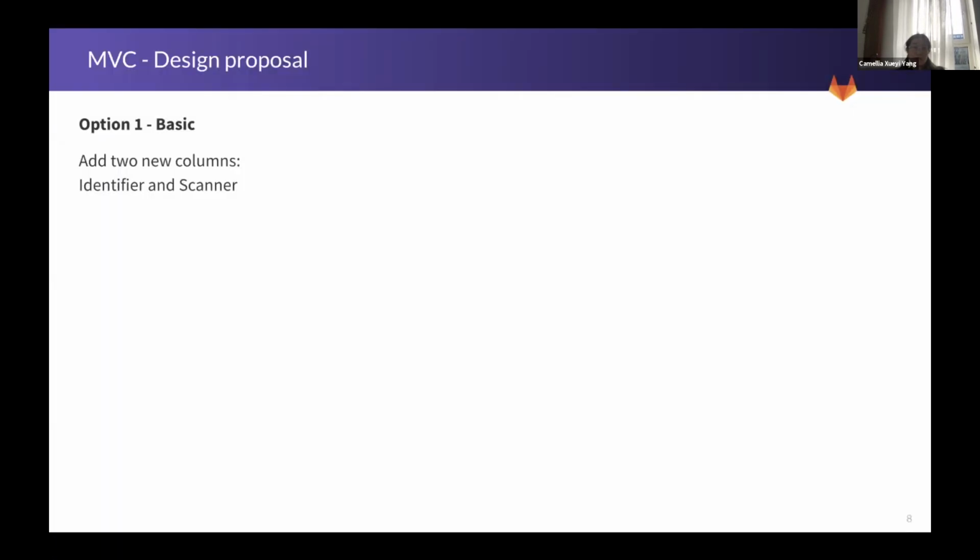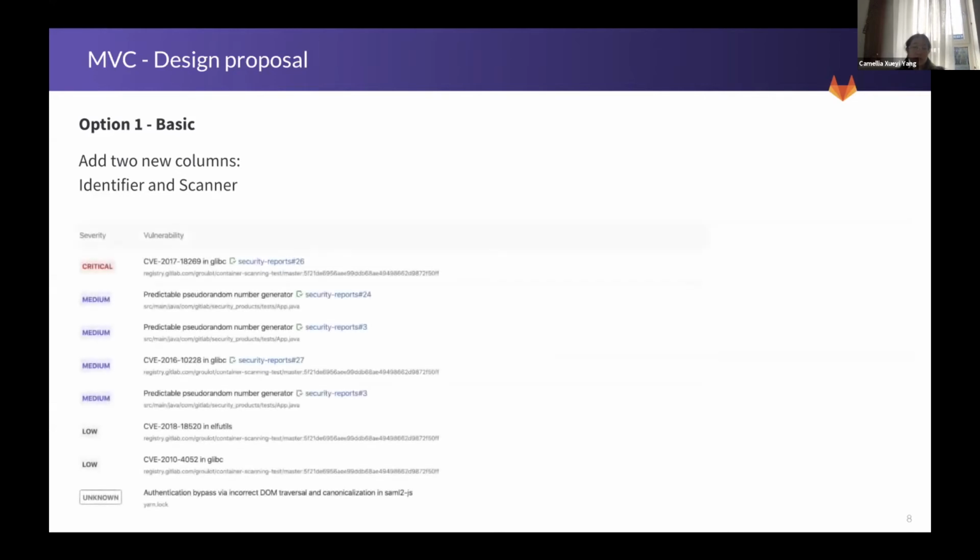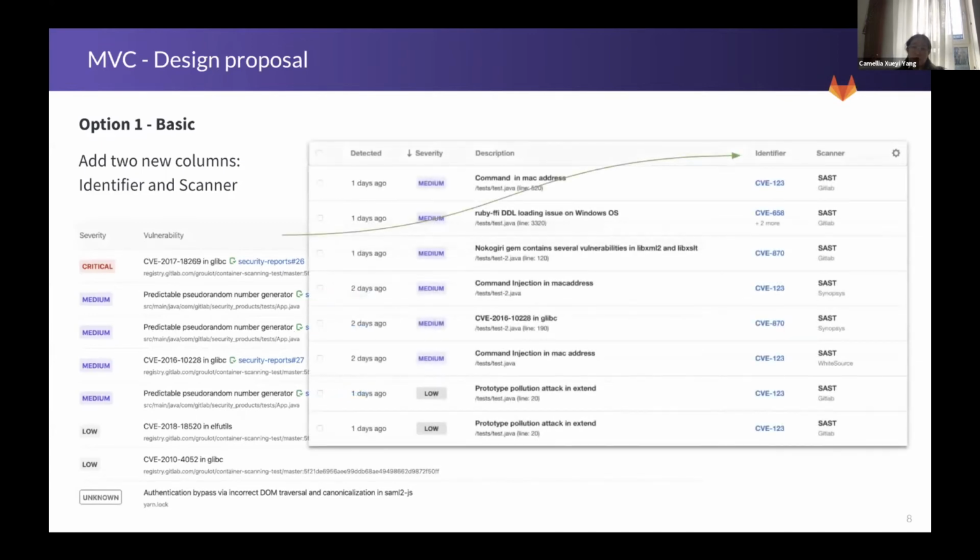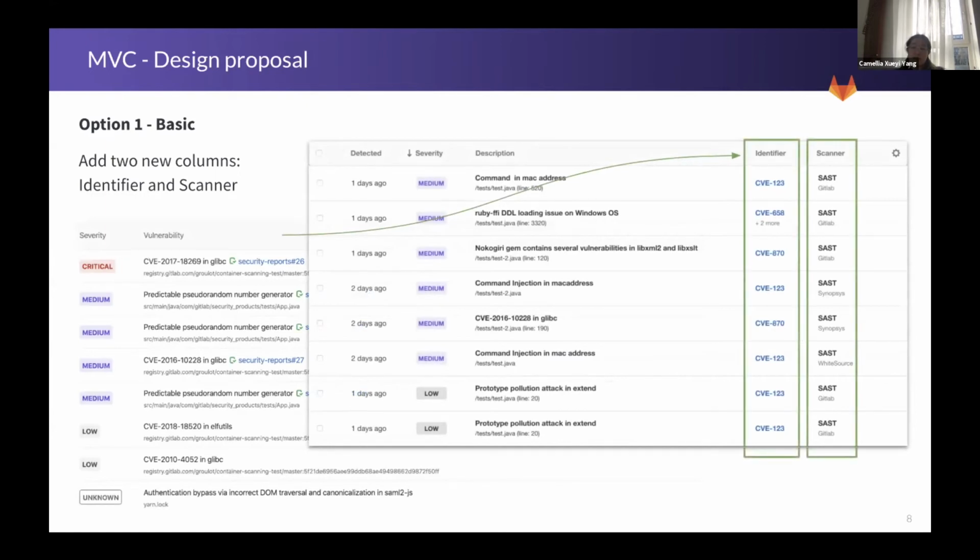So that's the information part, and this is about the list view. Remember, before I showed the problem: if you don't do anything, there are certain vulnerabilities that look very similar, and it's very annoying for users to triage them one by one. So the very basic MVC we can do is to add 2 columns of information to help them detect similar ones and tell them why.